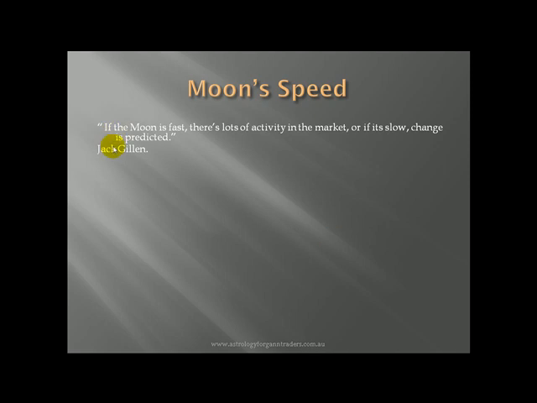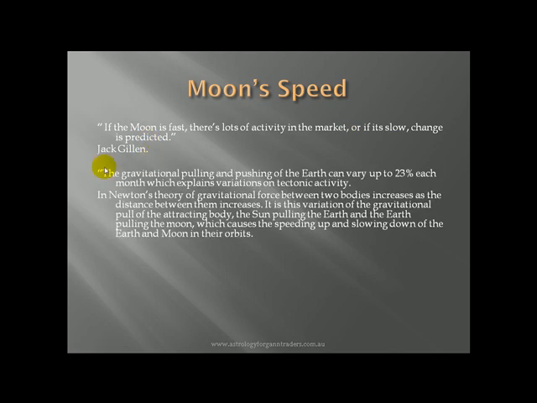And this is a quote from Jack Gillen. He's an American astrologer who has done a lot of work on the moon. He actually has a book called Rhythm of the Moon that people want to get their hands on. Now, if the moon is fast, there's lots of activity in the market, or if it's slow, change is predicted. Now, the actual gravitational pulling and pushing of the Earth can vary up to 23% each month, which explains variations in tectonic activity.